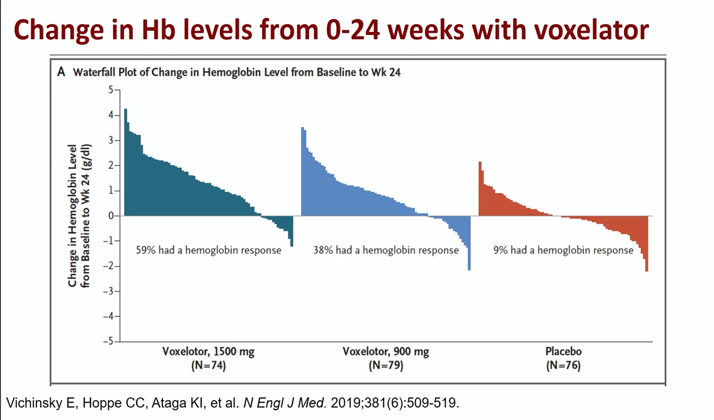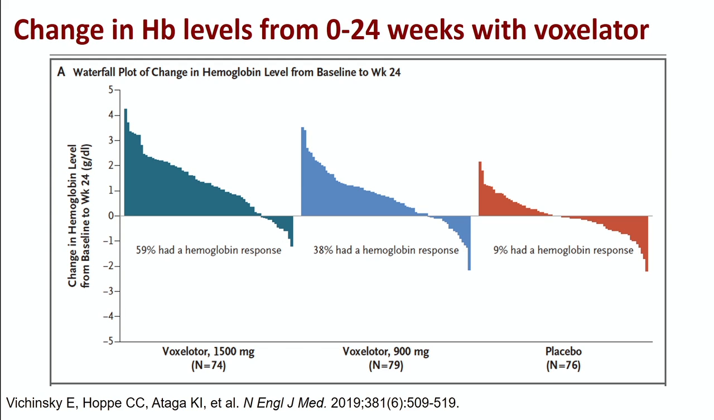The primary endpoint in this study was the change in hemoglobin from baseline to 24 weeks, although people were on the study drug for as long as 72 weeks, on average 43 weeks. But the primary endpoint was the change in hemoglobin from baseline to 24 weeks. And as you can see in this first waterfall plot, about 60% of people receiving 1,500 milligrams of voxelotor had an increase in their hemoglobin. Some had an increase of up to 4 grams per deciliter with this drug, but on average, the hemoglobin increased by at least a gram in the people receiving the high dose.